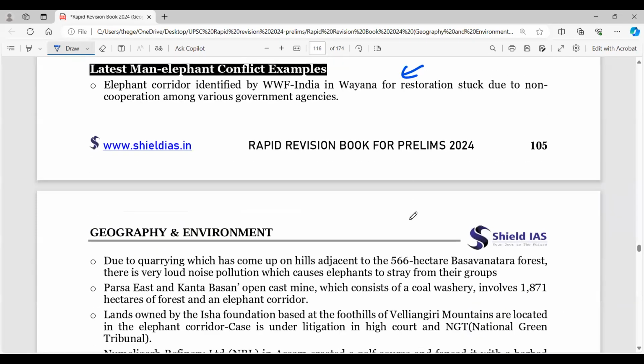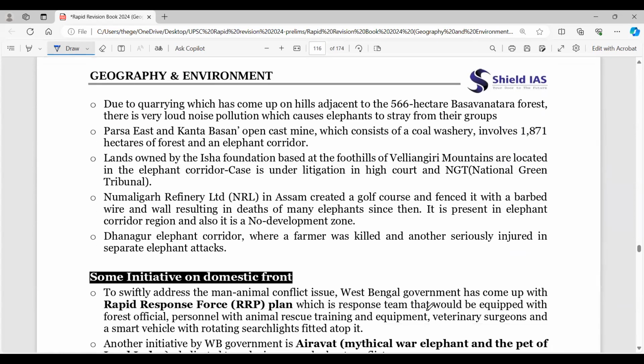Now if you observe here, latest man-elephant conflict examples are being given of late. So this is why it was in the news, right? Something related to wildlife conflict with human habitation. Now if you observe here, lands owned by Isha Foundation, based on the foothills of the Velliangiri mountains, are located in an elephant corridor. So this was part of litigation. Now you see Numaligarh refinery here in Assam, which also created a golf course.